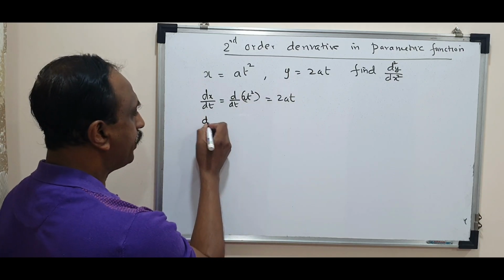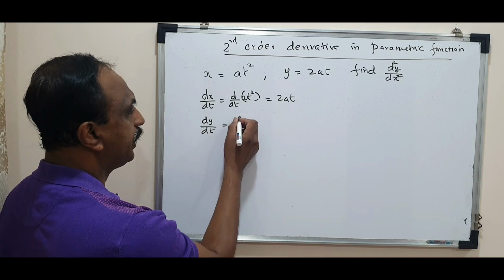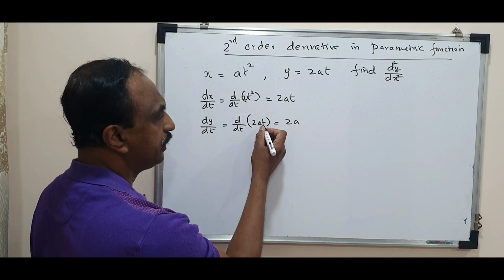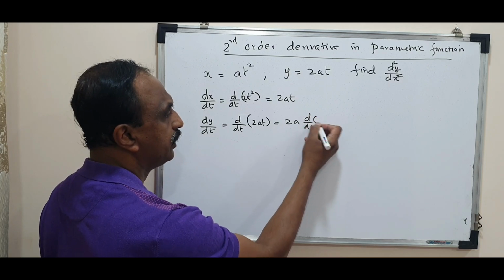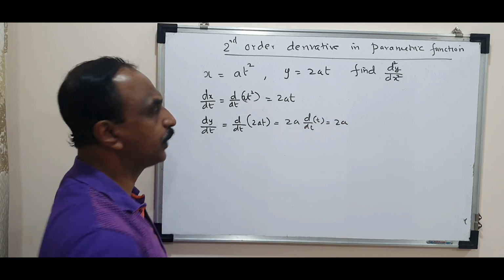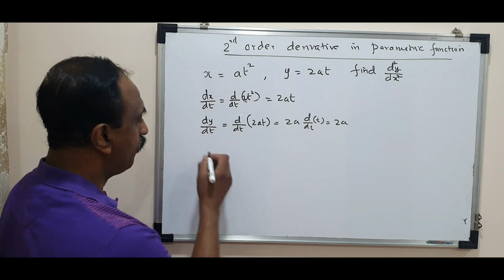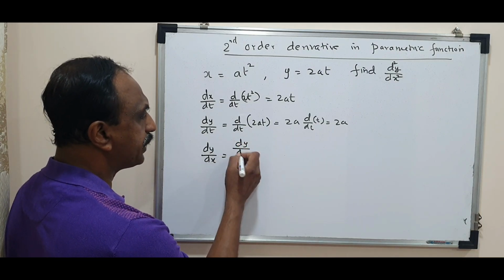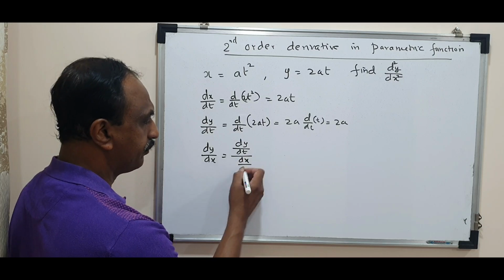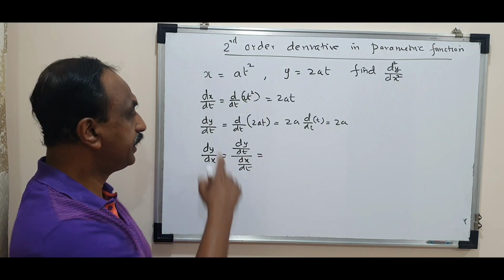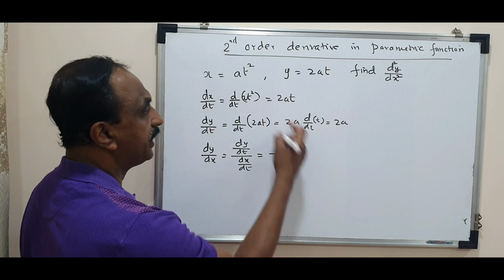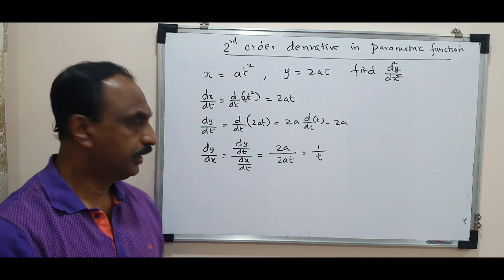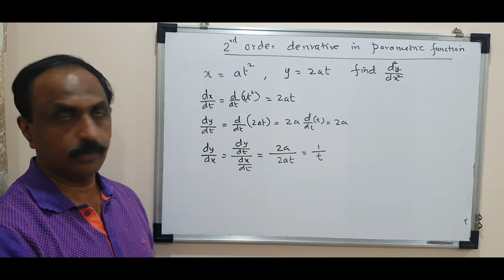Then I'll calculate dy by dt. It is d by dt of 2at. 2a is a constant. Derivative of t with respect to t will give me 1. So your answer is 2a. Now I'll find dy by dx. dy by dx is dy by dt divided by dx by dt. So dy by dt is 2a and dx by dt is 2at. Hence the answer is 1 by t. So till here it is the normal, usual method.